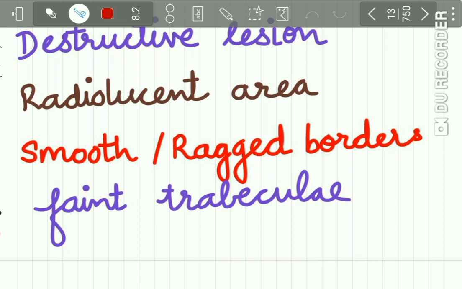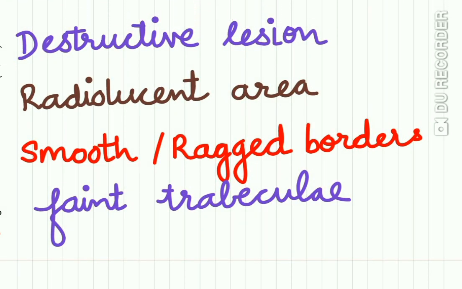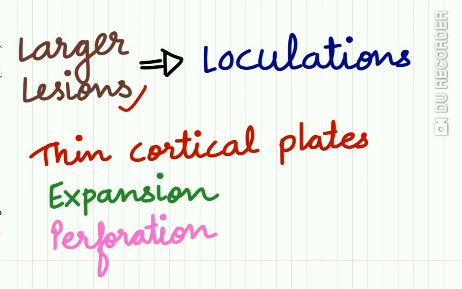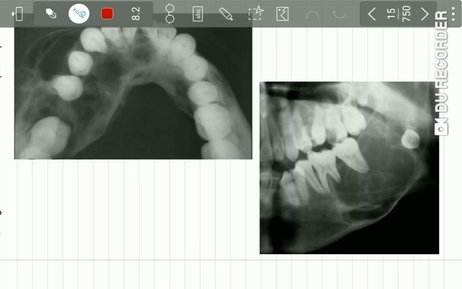The radiographic features: it appears on the radiograph as a distinctive radiolucent area with either smooth or ragged border. This radiolucent area shows faint trabeculae. The larger lesions show well-formed loculations. The cortical plates are thin. There is expansion of the cortical plates and sometimes the aggressive lesion may cause perforation of the cortical plates.